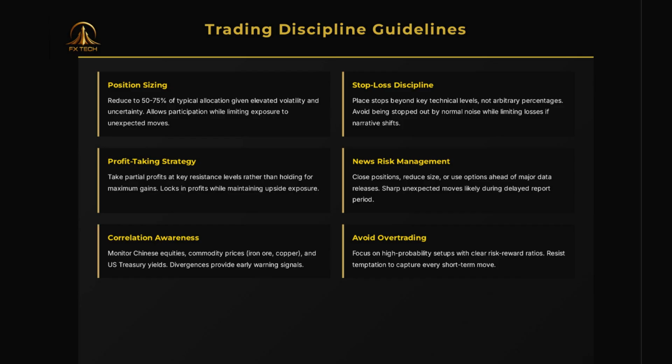Profit-taking strategy should involve taking partial profits at key resistance levels rather than holding for maximum gains. This locks in profits while maintaining upside exposure. News risk management is critical. Close positions, reduce size, or use options ahead of major data releases, as sharp, unexpected moves are likely during the delayed report period. Correlation awareness means monitoring Chinese equities, commodity prices like iron ore and copper, and U.S. Treasury yields. Divergences provide early warning signals.